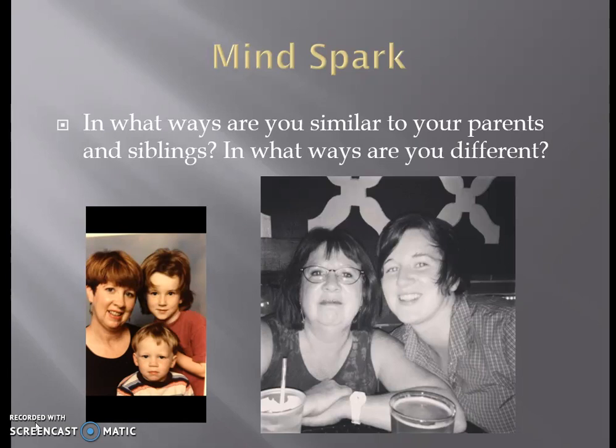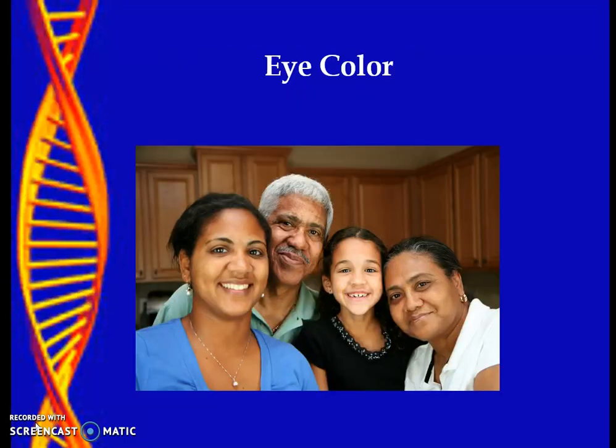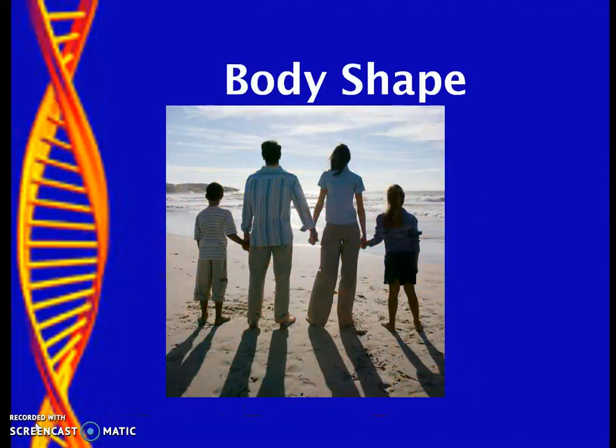So the first vocabulary word which comes to mind is trait. People in a family may have things in common, they can share traits, and you can inherit traits from your parents. That you know for sure. But there are two words I would like to explain here: one is trait and the second is inherit. So what are traits? Traits can be something like eye color, hair color, skin color, or body shape. These are some of the traits which you inherit from your parents.